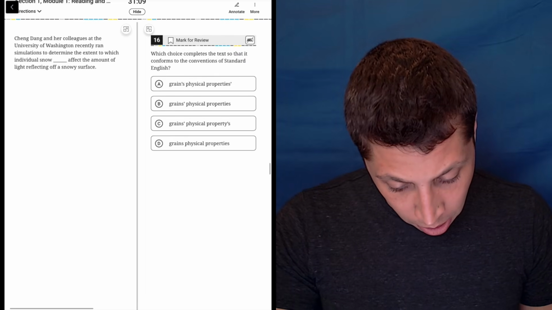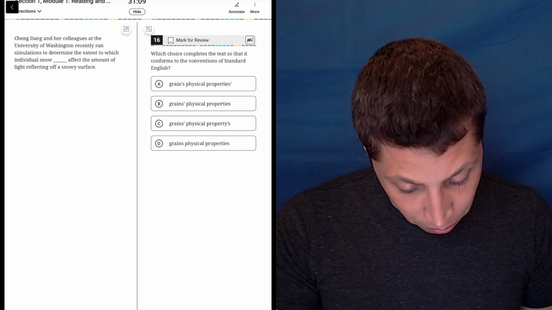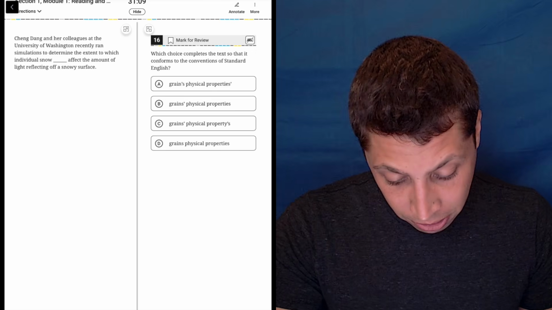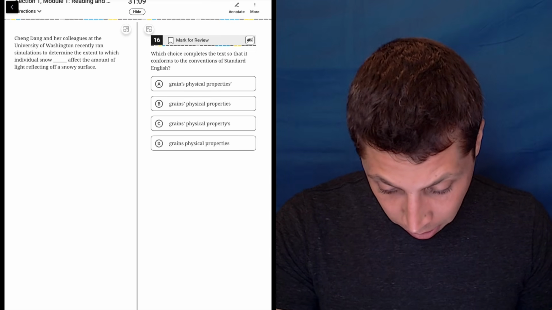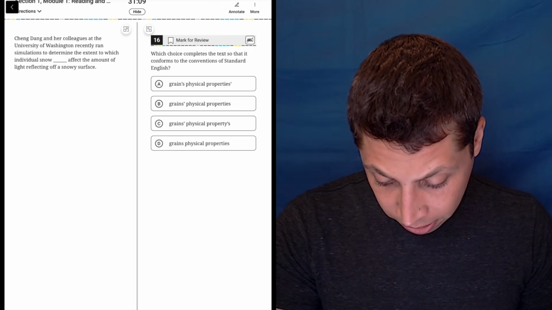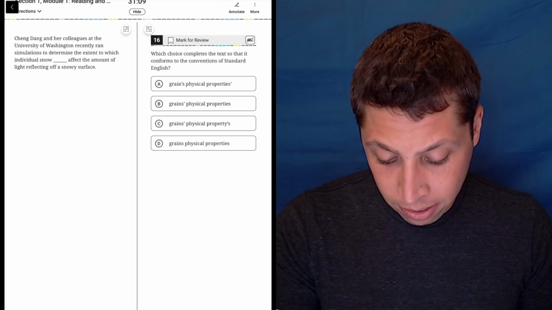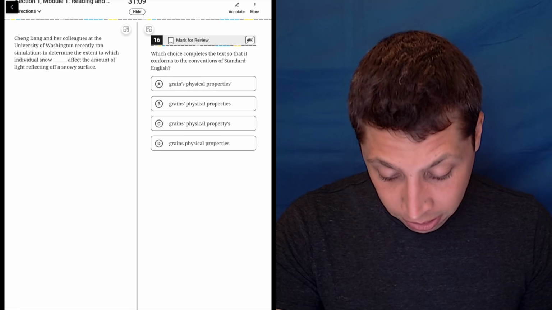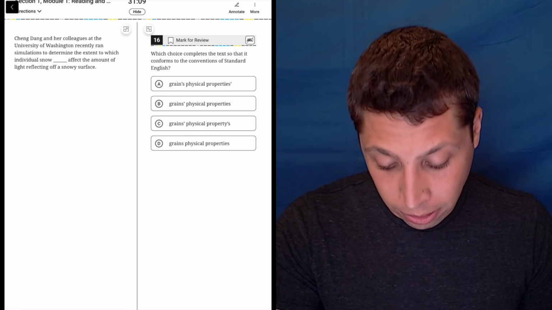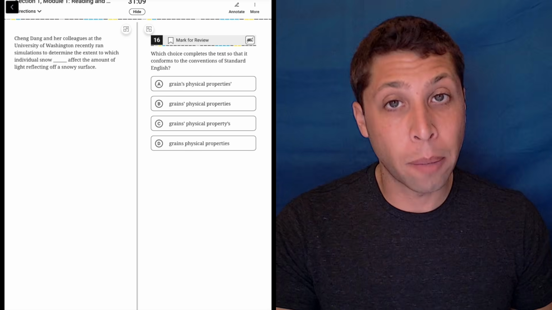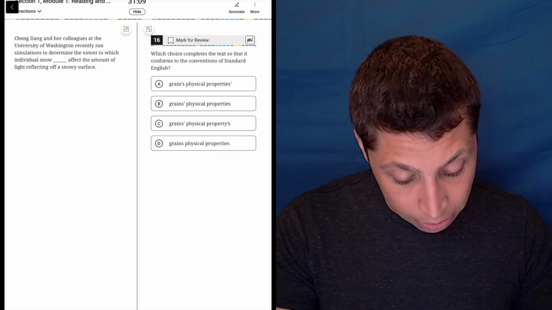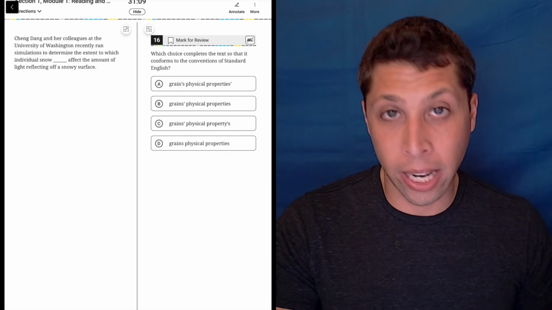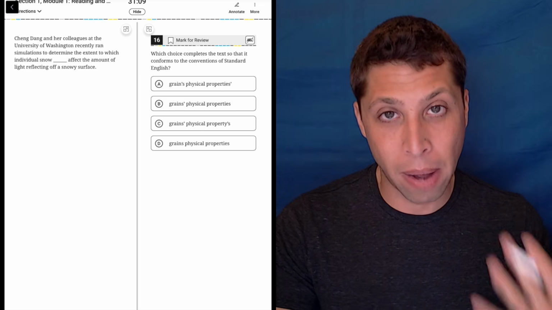Okay. All right, maybe we have some apostrophes here. Which choice completes the text? Okay. Recently ran simulations to determine the extent to which individual snow grains' physical properties affect the amount of light reflecting off a snowy surface. Okay, so you've got to break these down. So the physical properties, that is not owning anything. There is no reason for it to have an apostrophe.